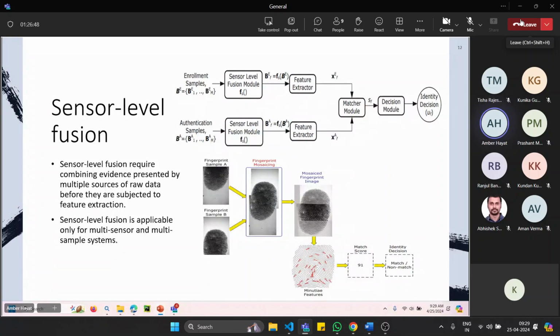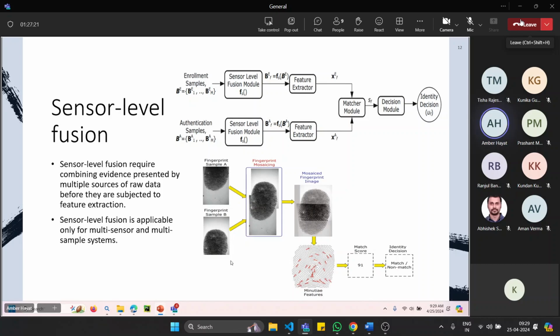Okay. So here in the image you can see fingerprint sample A and fingerprint sample B, but these two samples are somewhat incomplete. The upper one is showing the lower part of the fingerprint, and the lower one is showing the upper part of the fingerprint. So we need to combine these two samples. Combining these samples to get a good amount of information is known as mosaicing.